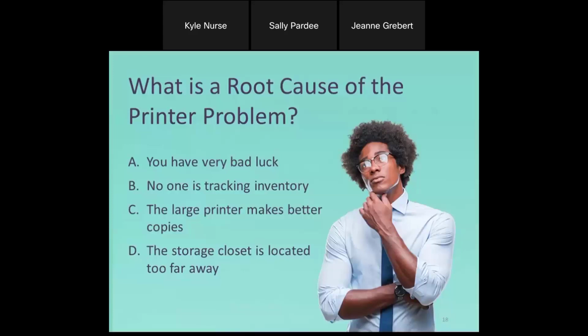So I want you to notice that I've opened up the Slido panel on the right-hand side of the screen. I want you to take your mouse and click on the option A, B, C, or D that you feel is the best answer. When you're done, go ahead and click Send.